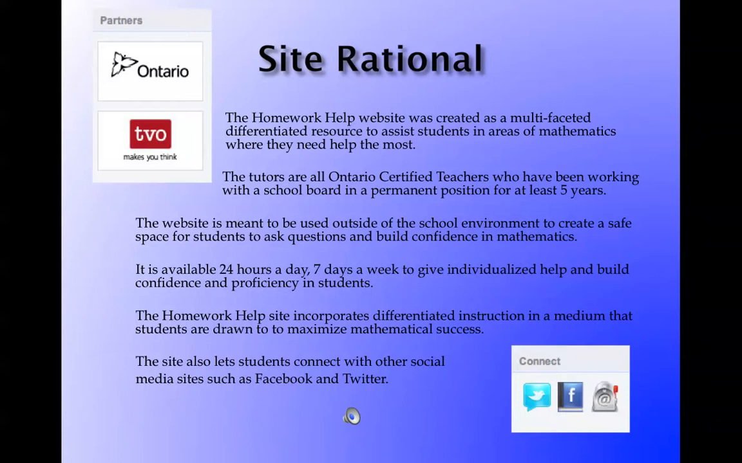All of the tutors are Ontario certified teachers who've been working in a permanent position for 5 years, so they know what they're talking about. The website is available to students 24 hours a day, 7 days a week, but the tutoring sessions are meant to be accessed outside of school time by students. The Homework Help website uses differentiated instruction to help maximize mathematical success, and more recently they've added the ability for students to connect with their social media sites such as Facebook and Twitter, as well as help spread the word about the website in order to make it more successful and more used across the province.